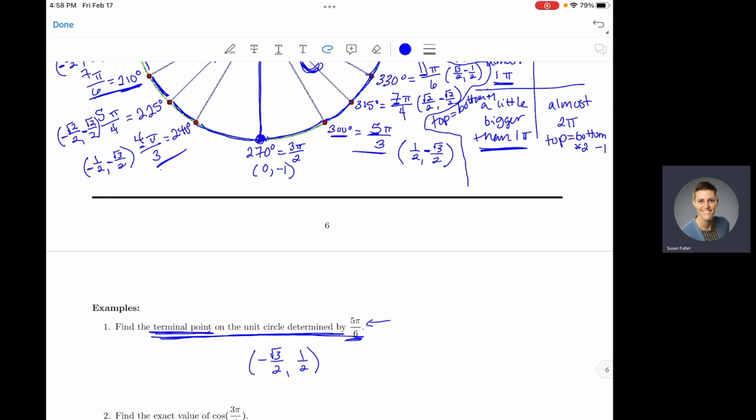And again, these came from the fact that our reference angle for 5 pi over 6 was pi over 6. And because we are in quadrant 2, that meant that our cosine value was negative and our sine value is positive here. And these values, root 3 over 2 and 1/2, came from the cosine and sine values of pi over 6, 30 degrees.